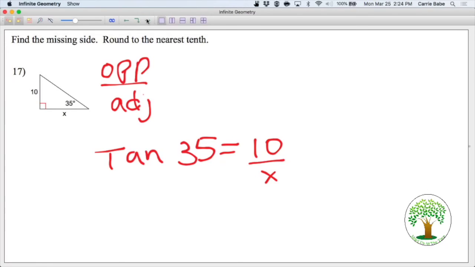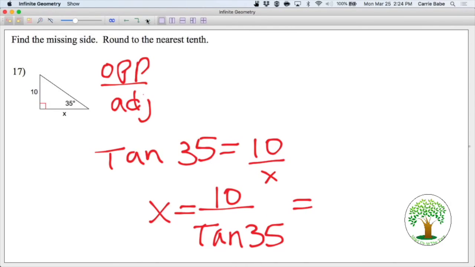X would be 10 over tangent 35. Yes, good job. I flip those. X equals 10 over tangent 35. Put that into our calculators. 14.3. I heard 14.3. Is that correct? That's what I got. Fantastic.